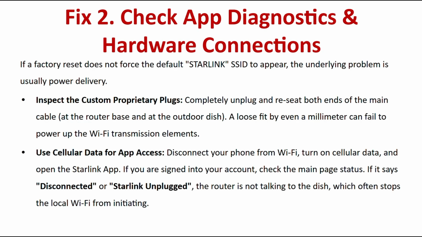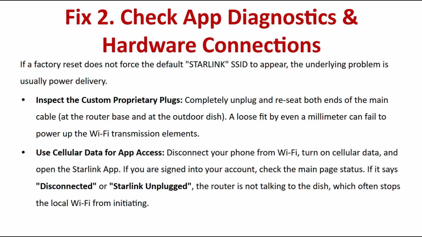Fix 2. Check app diagnostics and hardware connections. First, inspect the custom proprietary plugs. Completely unplug and reseat both ends of the main cable at the router base and at the outdoor dish. A loose fit by even a millimeter can fail to power up the Wi-Fi transmission elements.